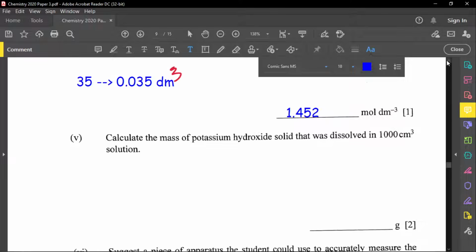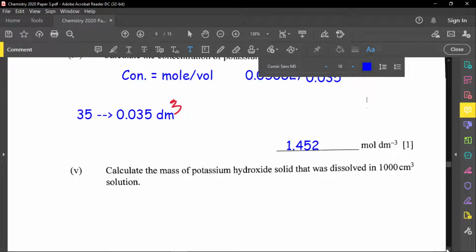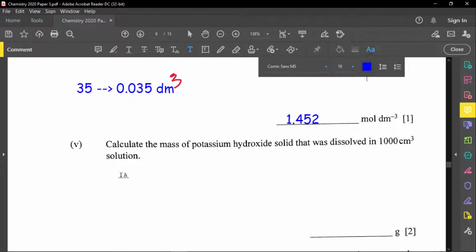Let's go back to it and you'll see. The concentration of potassium hydroxide is 1.452 moles per dm cube. Now we need to find the volume, which is 1,000, and remember what 1,000 is. We want to find the mass here. First, I will find the mole, then we multiply the mole by the relative molecular mass of the compound. All right, so let's start. Again, we're going to find the mole first.